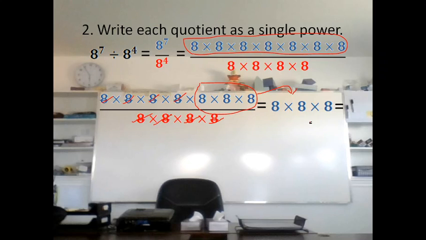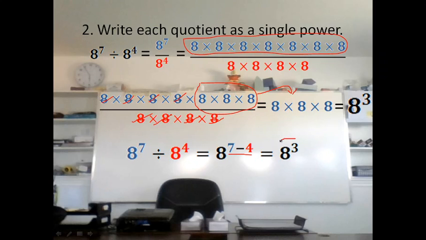You can see that we have 8 multiplied by itself 3 times, so then we can rewrite this as the single power, 8 to the power of 3. The easiest way to solve this is to subtract the exponents. So 8 to the power of 7 divided by 8 to the power of 4 would give us 8 with exponents 7 take away 4, which gives us the single power of 8 to the power of 3. So that last one was an example of the exponent law for a quotient of powers.